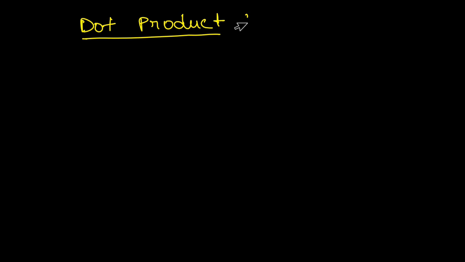In this video, we will learn about dot product. So what is dot product? The dot product of two vectors a and b, represented by vector a dot vector b, is a scalar which is equal to the magnitude of vector a into magnitude of vector b into cosine of the smaller angle between them.